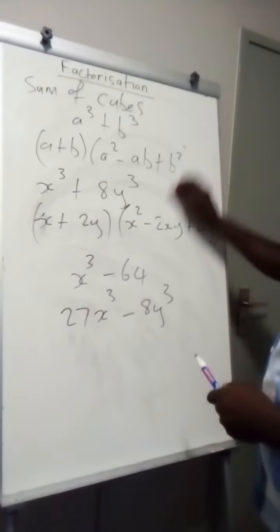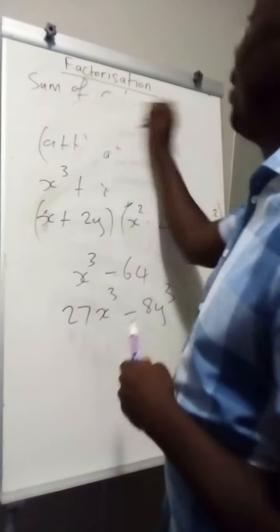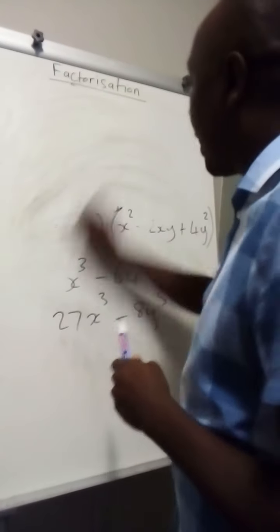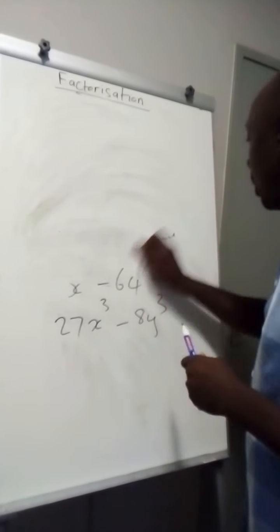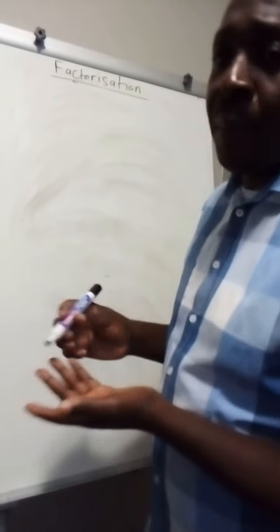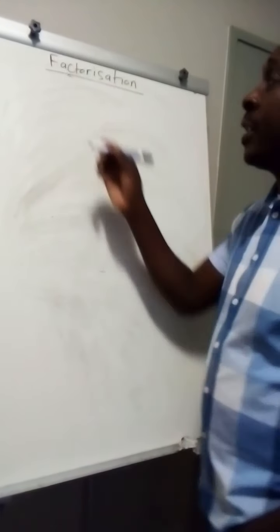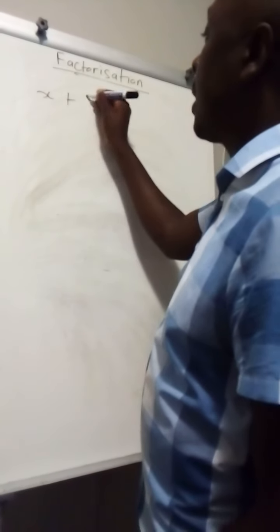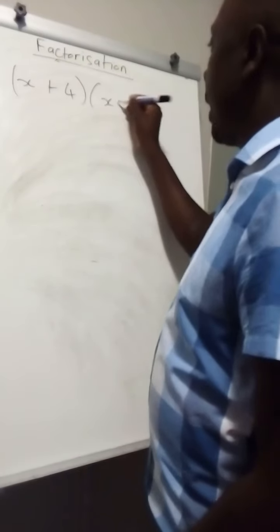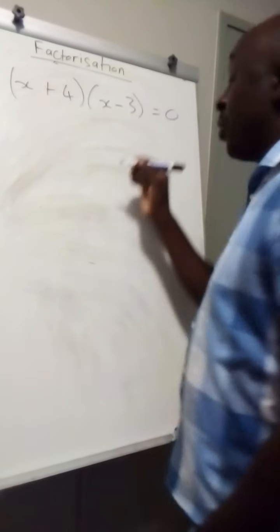Last but not least, just for the sake of time, we can also solve quadratic equations by factors. For example, (x plus 4)(x minus 3) is equal to 0. It's an equation. You can also solve quadratic equations by factors.